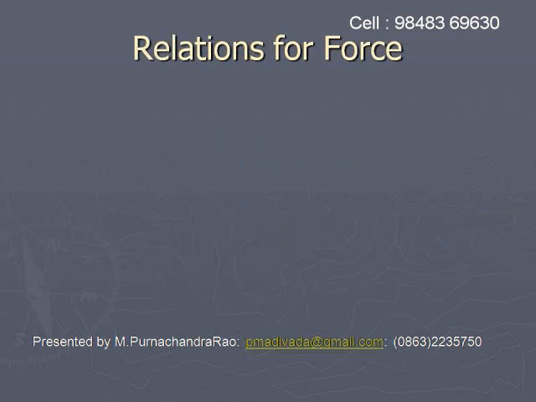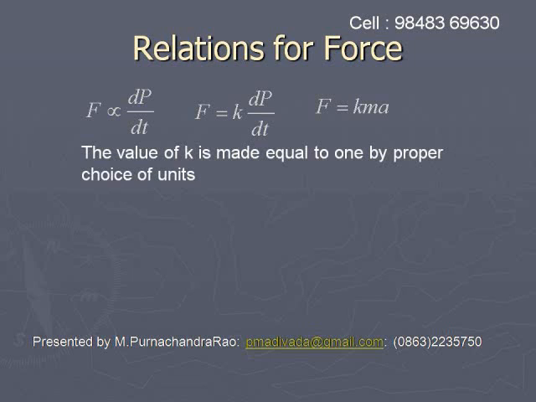Relations for force. From second law, F is proportional to dp by dt. The constant of proportionality, if taken as k, then F is equal to k dp by dt. dp by dt is equal to ma, hence F is equal to kma. The value of k is made equal to 1 by proper choice of units.